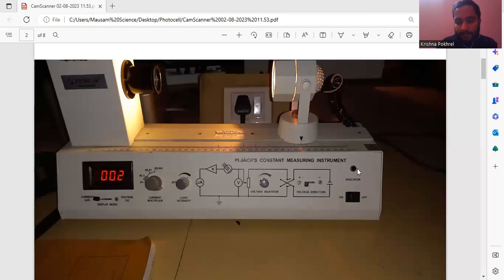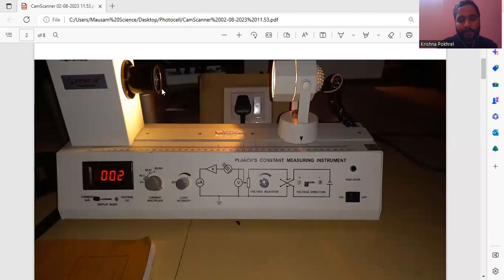It is not working over here. It should glow red in color, and here is on and off. This is the simple instrument, and here is the scale for measuring at what distance we are keeping this light source. And I hope you can see this filter.